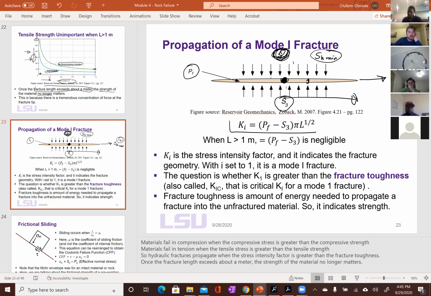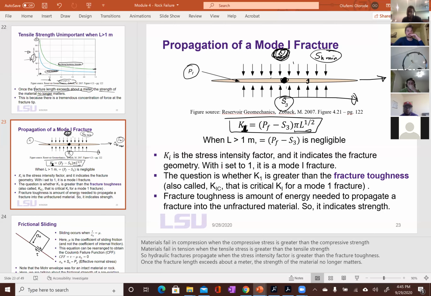This is the equation for the stress intensity factor. I is the mode. So for mode 1, which is what we are looking at, this is K1. Fracture pressure minus least principal stress, times pi times square root of length. That's how it changes. So it's some measure of the energy in the system, and that has to be greater than a critical or threshold value for the fracture to continue to propagate.